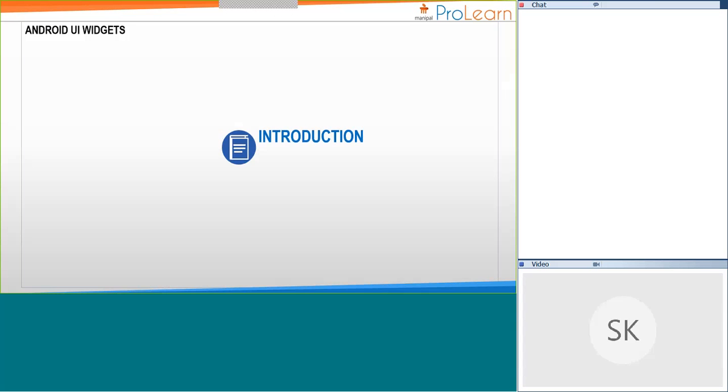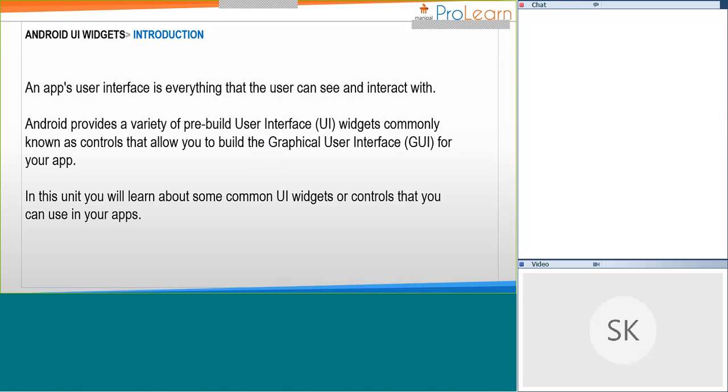So this is the third module, Android UI widgets. Either we can call it Android UI widgets or controls. An app's user interface is everything that the user can see and interact with. Android provides a variety of pre-built user interface widgets, commonly known as controls, that allow you to build a graphical user interface for your app. So in this unit, you'll be learning some of the UI widgets or controls that you can use in your apps.